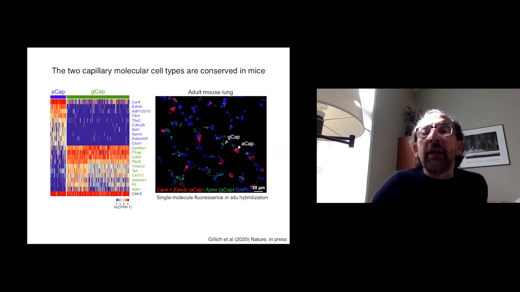Now, fortunately, although many of the new cell types are not conserved in mice, these two cell types are conserved in mice. And so you can identify A-cap and G-cap cell types and markers as shown here. When we use these markers to localize these two cell types in the adult mouse lung, we find, again, both of them localized to the alveolar region, and the two cell types are intermingled. Because these cell types are conserved in mice, we can begin to apply the power of mouse genetics to analyze their structure and their function.